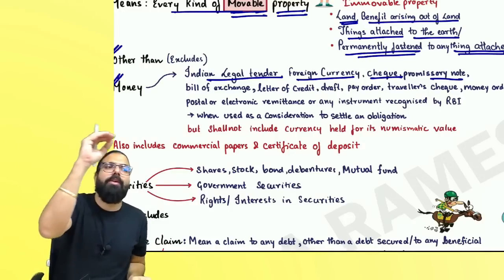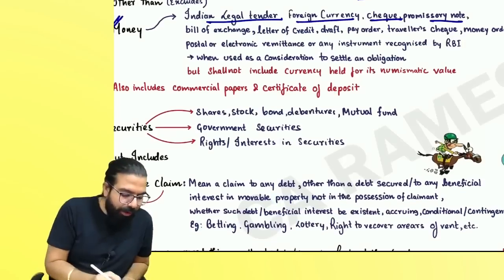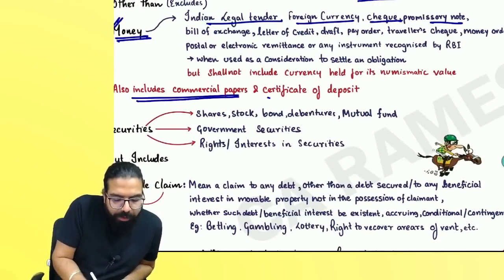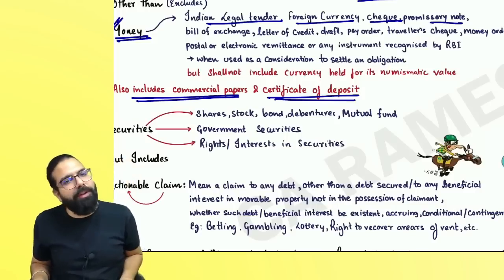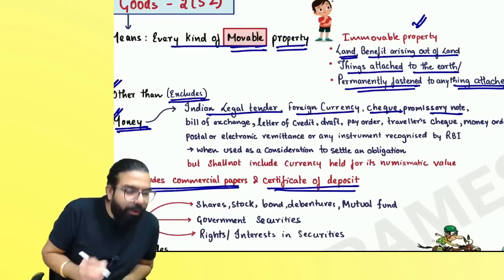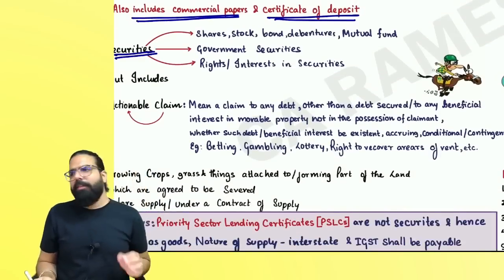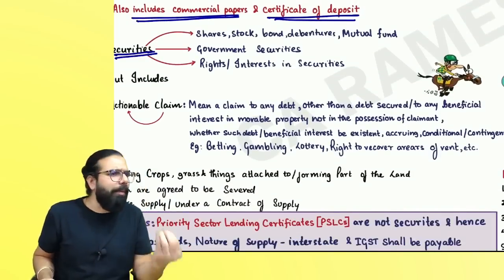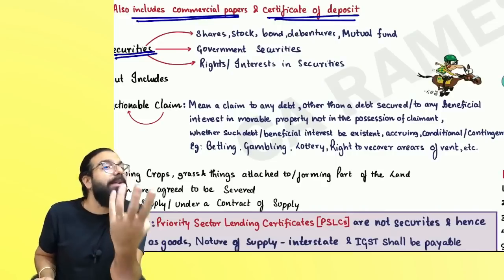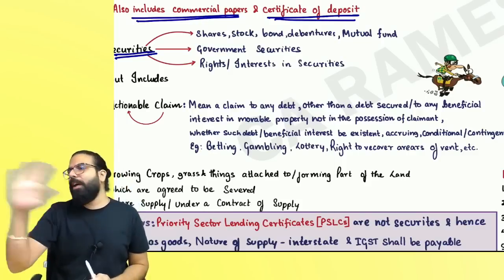Because goods means every kind of movable property, excluding what? Money. And in money, we also include what, everyone? Commercial paper and certificates of deposit are money. Then it says exclude from the definition of goods money, and also exclude what? Securities. Securities can mean shares, bonds, debentures, mutual funds, government securities, any right in security, derivatives. All these are securities, and money and securities are not goods.